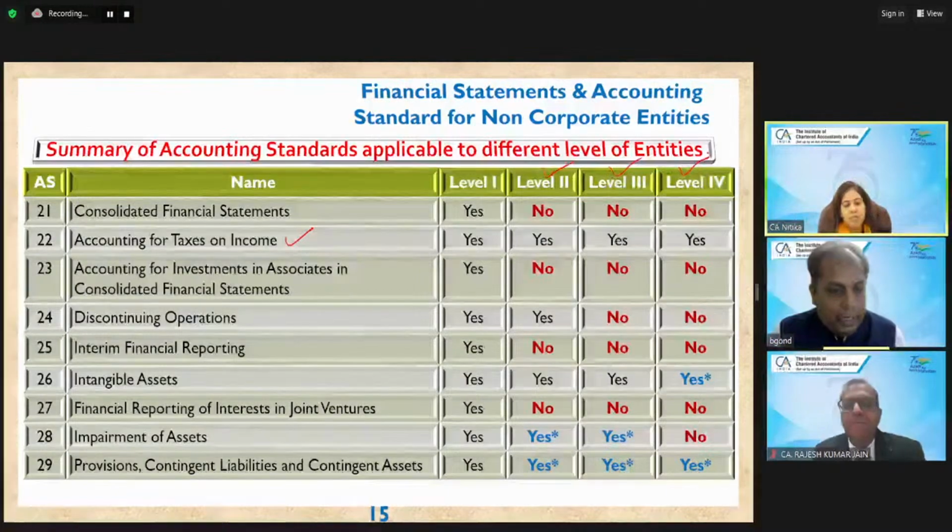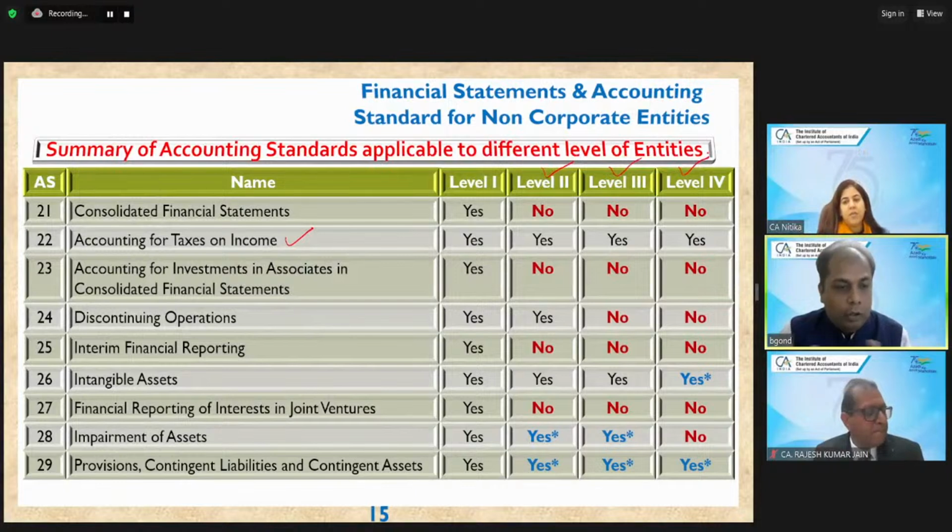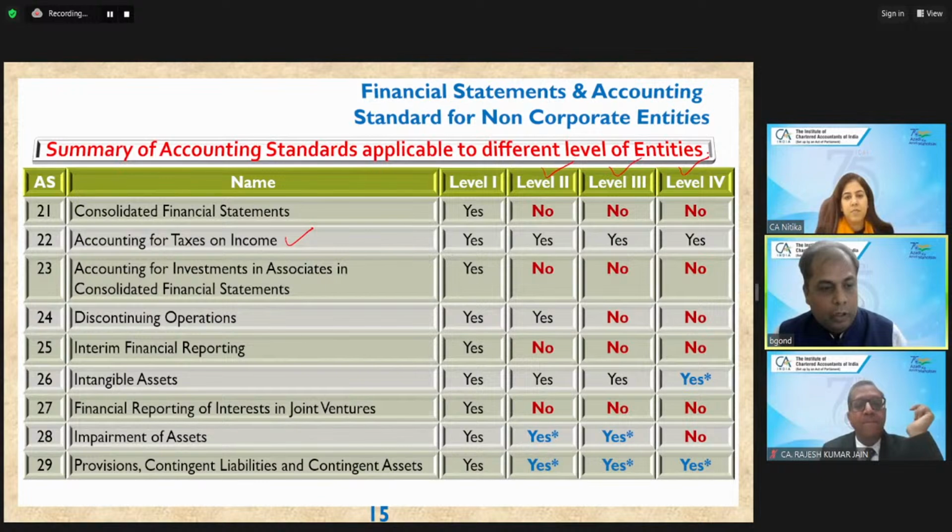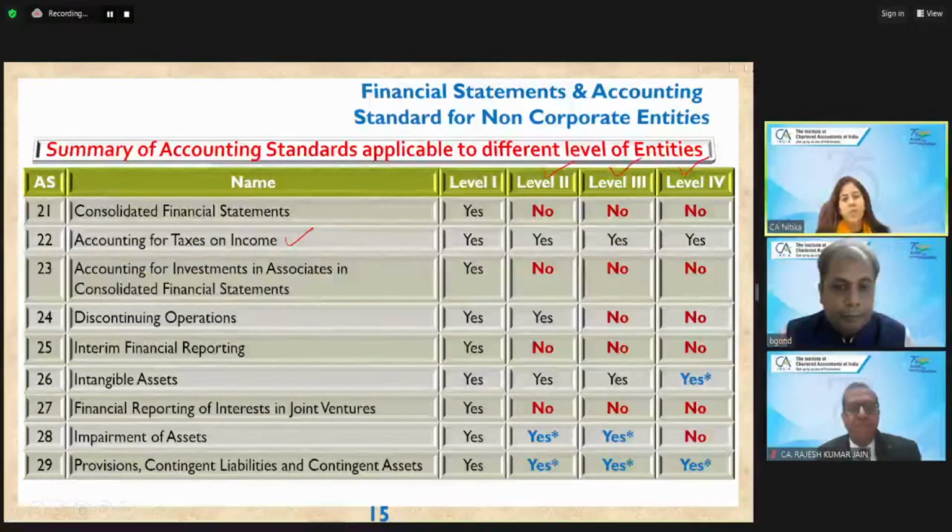So AS 15 and AS 22 are supposed to be highlighted on the basis of that level. Under that, the proprietor may fall under any of the categories. In both cases, level 1, level 2, level 3, level 4, irrespective of the level, the standards are applicable to all the entities.